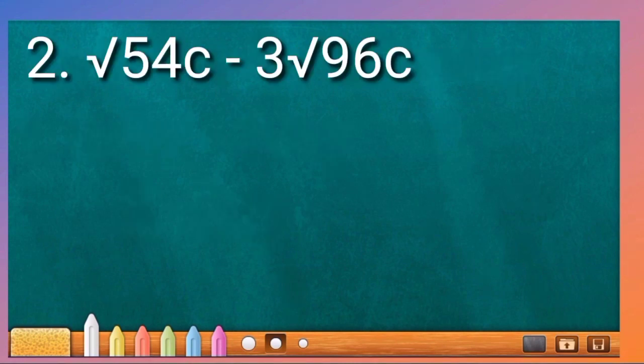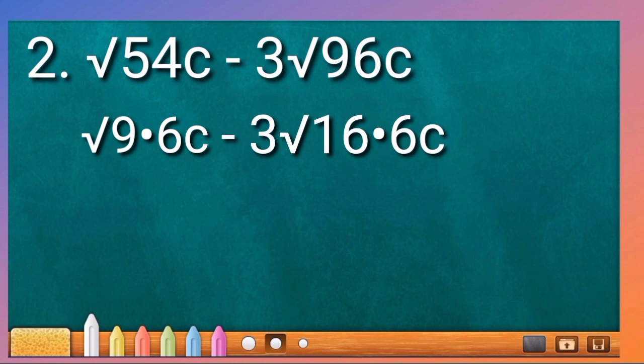Okay, let's have another example. Square root of 54c minus 3 square root of 96c. So, simplify natin yung radicands. So, square root of 54c is equal to square root of 9 times 6c. So, yung 96c is the same as 16 times 6c.